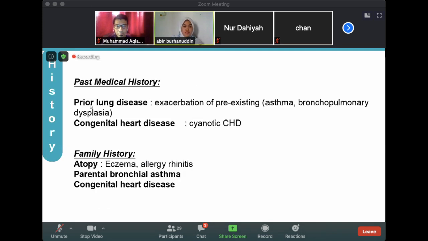Then for past medical history, in older children ask about prior lung disease such as pre-existing asthma and conditions like bronchopulmonary dysplasia, and also ask about congenital heart disease like cyanotic heart disease. For example, in tetralogy of Fallot, they can present with an emergency condition called hypercyanotic spell. Then in family history, we can ask about atopy, eczema, or allergic rhinitis, which can suggest bronchial asthma.